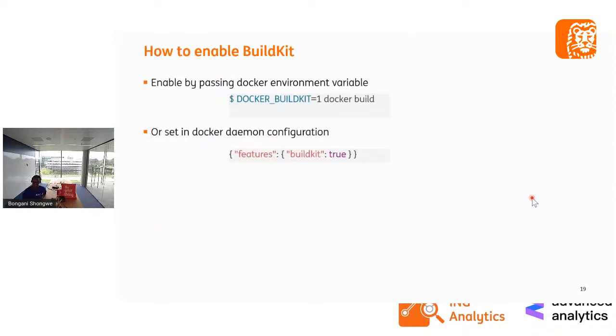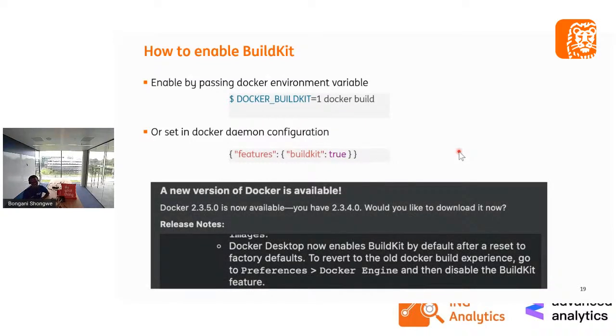So if you want to use BuildKit, how do you enable it? Well, it's quite simple. You can simply pass in this environment variable, DOCKER_BUILDKIT=1, when you're running your build. Or you can set this following configuration in your Docker daemon, and you'll have it up and running. Now, there's some new news. This was actually announced last week. If you're using Docker Desktop on your machine, feel free to update to Docker 2.3.50 because they've actually enabled BuildKit by default. So I'd suggest updating your Docker Desktop as soon as I finish this presentation.